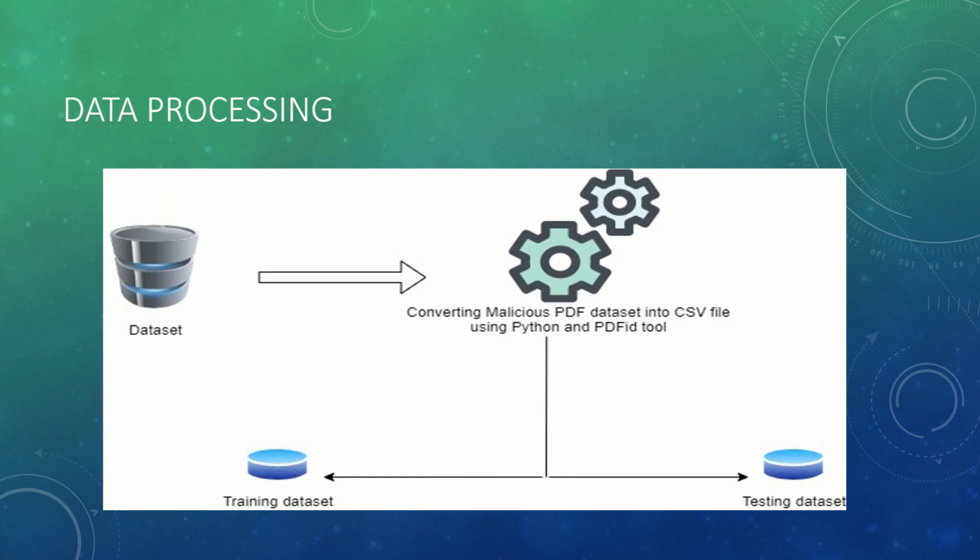Moving ahead with the data processing techniques, the dataset will be obtained from the Contagio malware website. On this website, there are various datasets available. From that, we have picked up a dataset of malicious PDFs, which is nearly 11,000 files. All these files will be converted to a CSV file using Python and the PDFiD tool. After the conversion to CSV, we will distribute this dataset into two categories, the training dataset and the testing dataset.